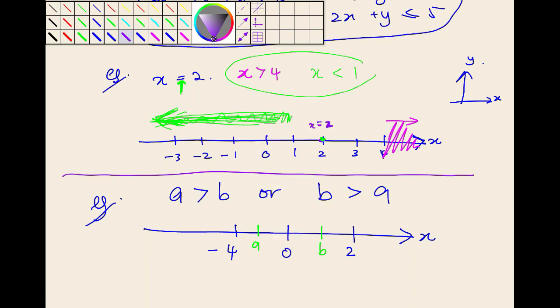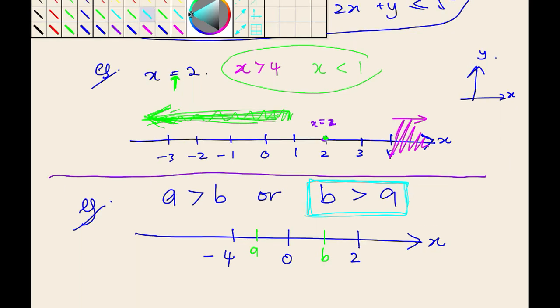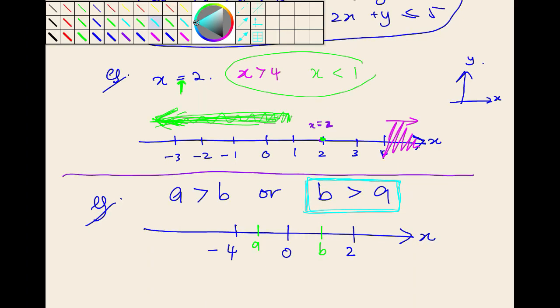Yes, the answer is B is greater than A. So B lebih besar daripada A. This is the definitions of inequalities. Now we look at the notations. Bagaimana cara untuk menulis inequalities.